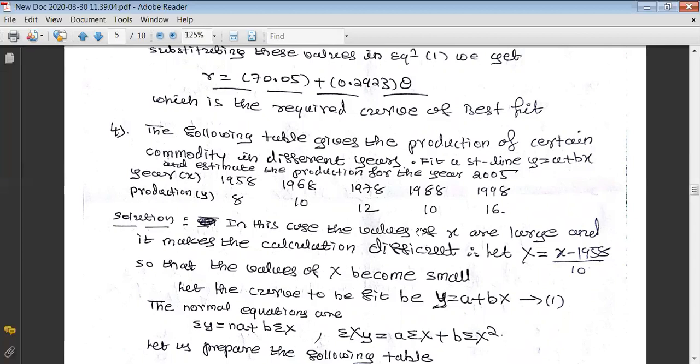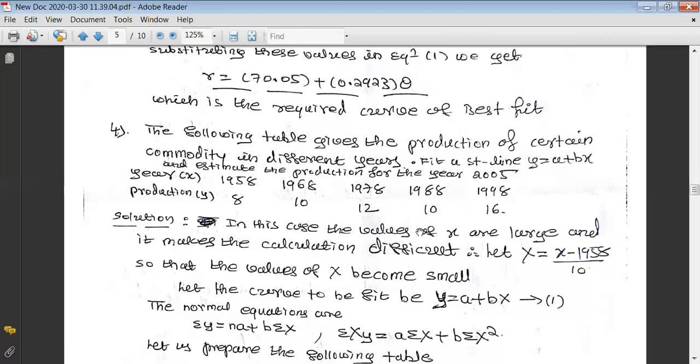And in this case, once we look at the values of x as quite big in magnitude, in order to reduce the magnitude of small x values, now we are going to define one new variable, capital X, and that capital X is taken as the value of the variable, that is small x, minus any value in that range. In this case I have taken it as 1958, and the length of the interval between 2 years, in this case it is 10, that I have taken. We can take any value instead of 1958 in that range.